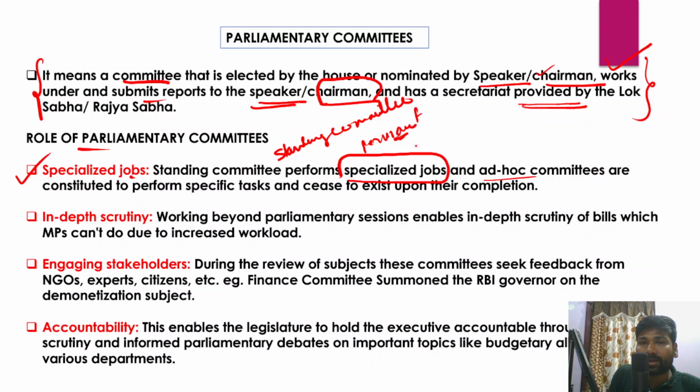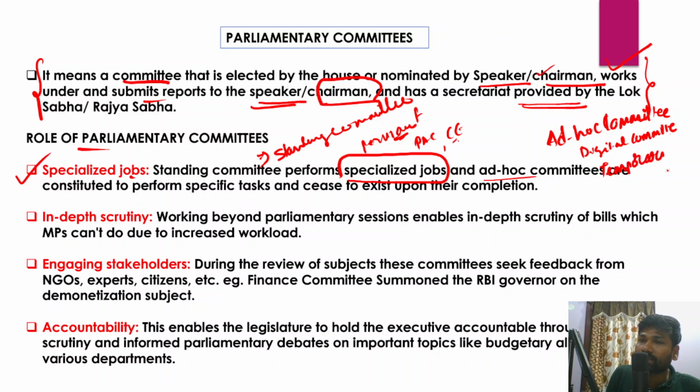Examples of permanent committees are the Public Accounts Committee and the Committee on Estimates, or Estimates Committee of the Parliament. Those are called standing committees. On the other hand, there are also some ad hoc committees, for example, an ad hoc committee on digital payments. Ad hoc committees are established only for a temporary period of time. Once the purpose is served, they are dissolved.